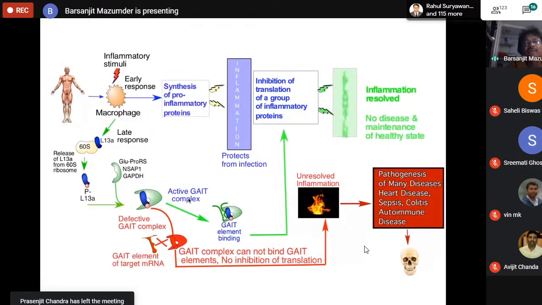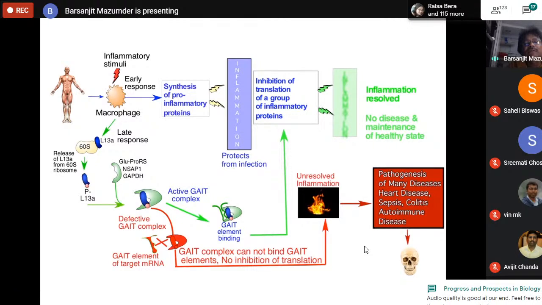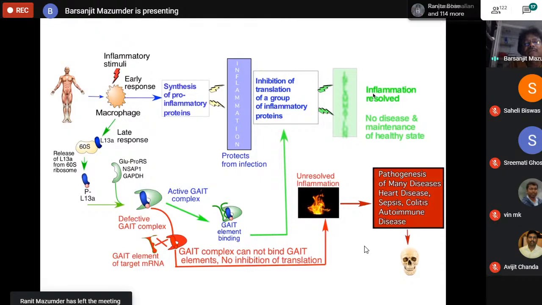So now I want to remind you our hypothesis at this stage: if you treat macrophage or monocyte with interferon gamma, it synthesizes pro-inflammatory proteins. Inflammation happens, and this inflammation is necessary to protect us from infection. However, this inflammation should be controlled, and inhibition of translation of the group of inflammatory proteins will resolve inflammation under normal condition.